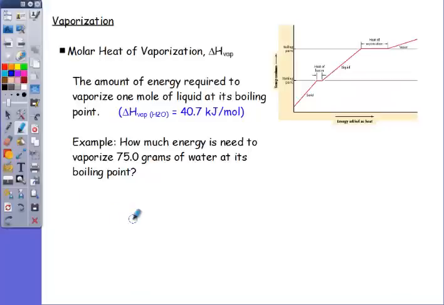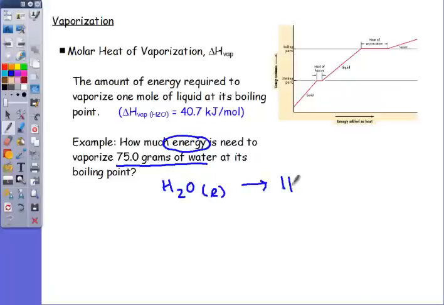So if I want to solve this problem, it asks me how much energy is needed to vaporize 75 grams of water at its boiling point. This time I'm trying to find energy. So vaporize means to go from a liquid to a gas. My delta H value is 40.7 kilojoules.